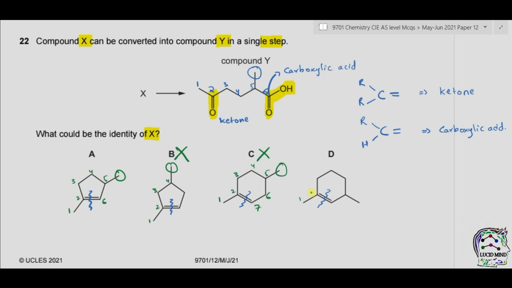In the last part D we have 1, 2, 3, 4, 5, 6. Substituent is on 6th carbon atom while it should be on 5th. Only one option is left. We have 1, 2, 3, on the second carbon atom we have two alkyl groups. One is this one, one is this one. So it will be converted into ketone. Yes, it has converted into ketone. Then on the 5th carbon atom we have a methyl functional group. This is also true. Then on the 6th carbon atom we have one hydrogen atom and one alkyl group, so this is oxidized into carboxylic acid. The correct answer is therefore A.